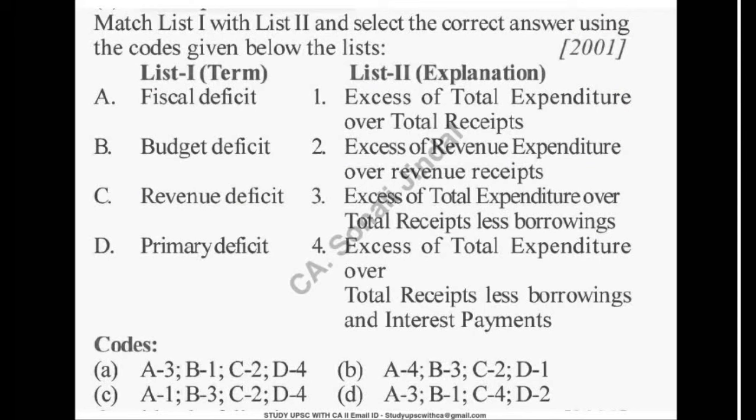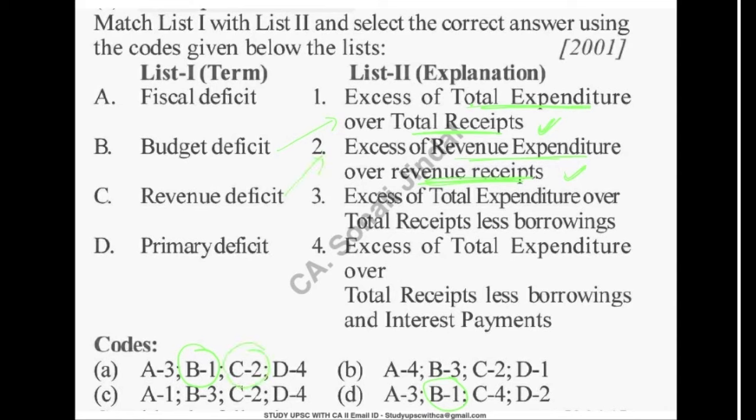Now, let's solve the next question. Let's read this. Excess of total expenditure over total receipts. What is it? We have done this. This is a budget deficit. So, for the B1, you will be left with two options, that is A and D. Then let's read the second. Excess of revenue expenditure over the revenue receipts. What is it? Revenue deficit. So for the C, the answer is 2.